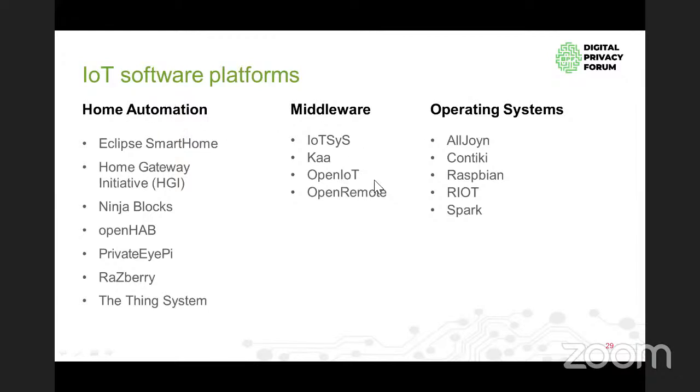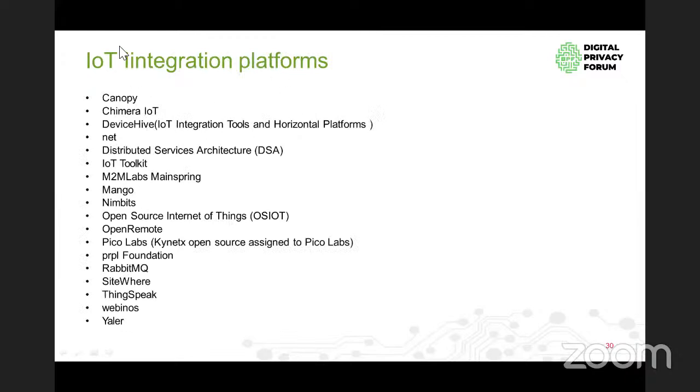Middleware, you have Carriots, Open IoT, Open Remote. The operating system, IoT has its own operating system, like React or Spark or Raspbian, like you have for our laptop, Windows or Linux. So IoT has its own operating system. So home automation, middleware, and operating system is what you need to understand. And this is for people who are developing, right?